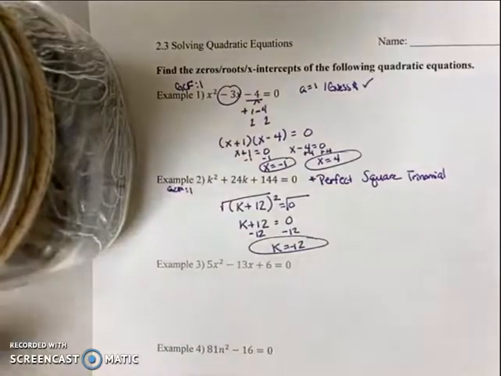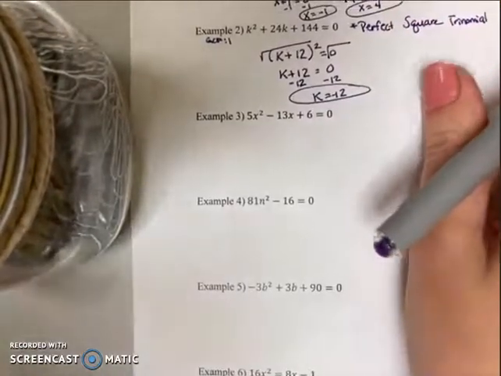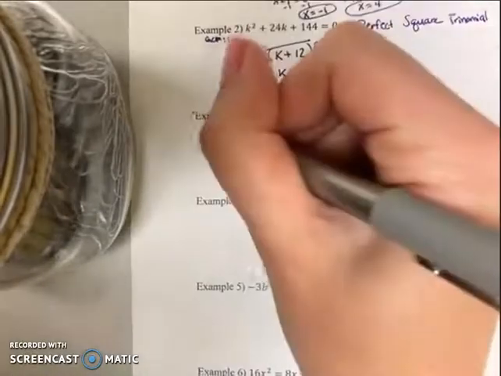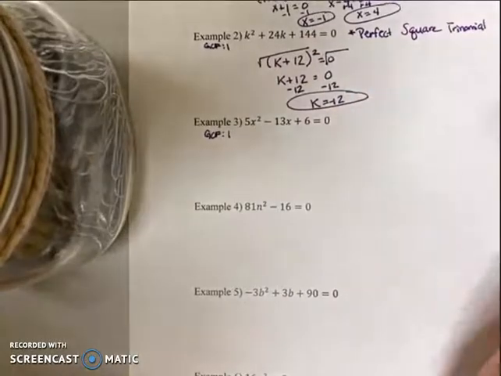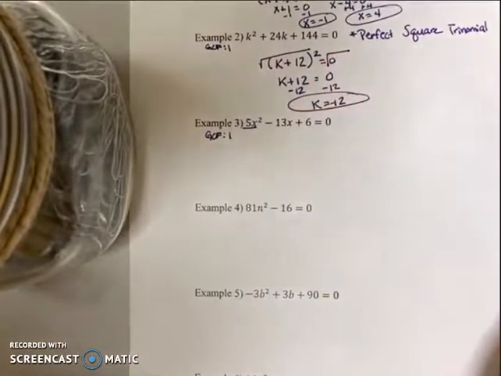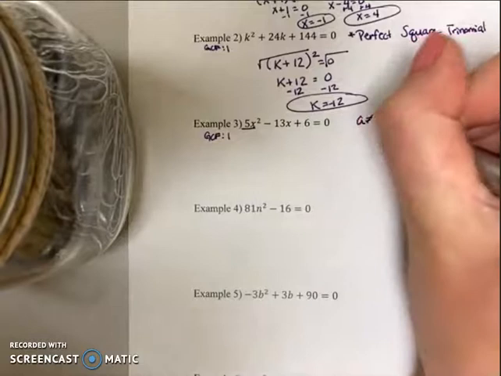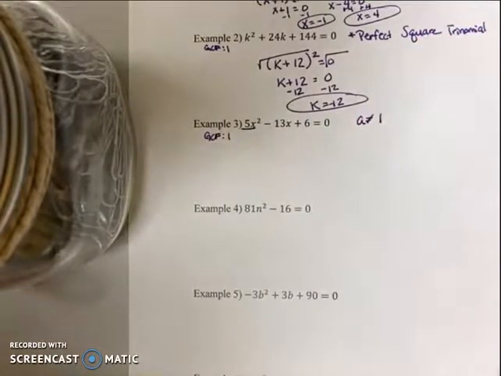Example 3. First, I need to check for GCF. There is no GCF other than 1 here between my terms. Now this time, A is not equal to 1. And when that happens, I had you do the box method. I saw some of you did the diamond method or factoring by grouping.